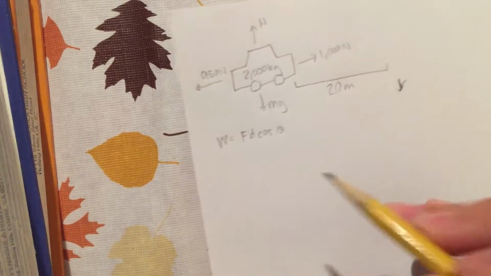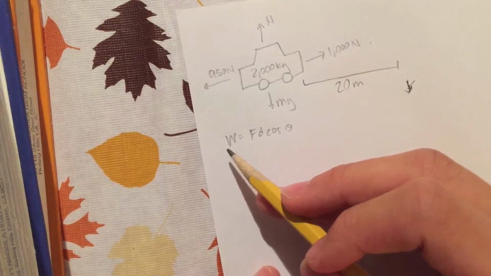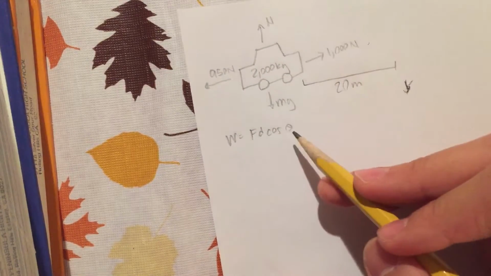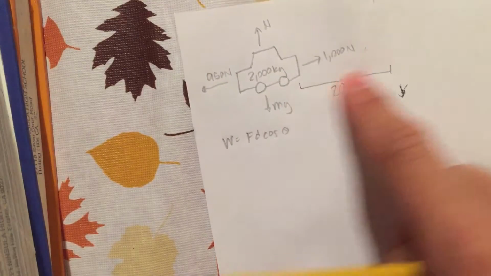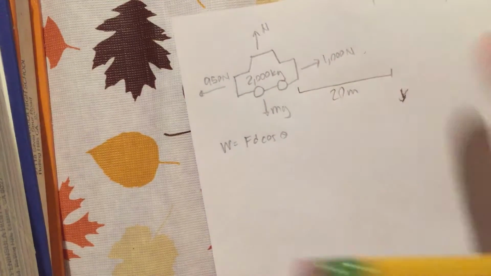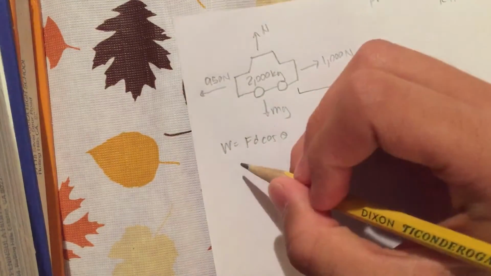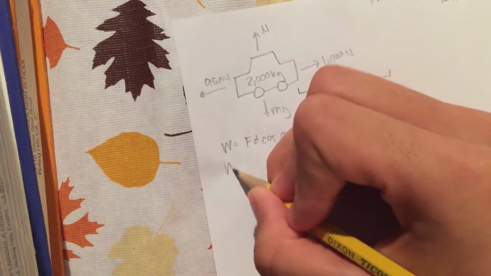So the first thing you need to do is put it into the equation. Work equals force times distance times the cosine of the angle between the movement and the direction of the force. So our unknown here is work, so we're going to place that there.